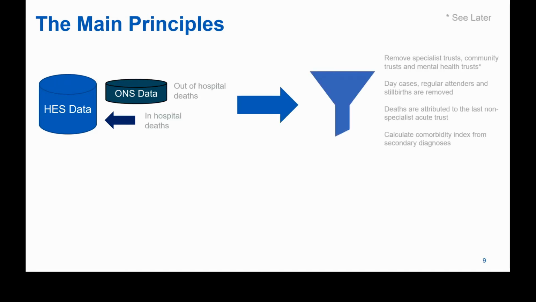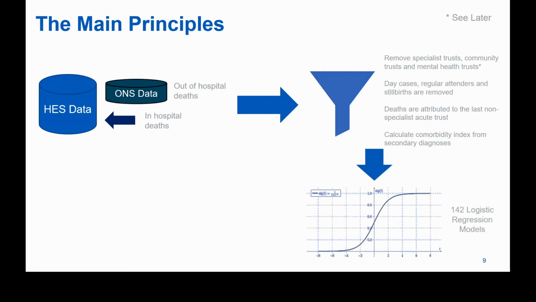We then take that data and we filter out a number of subpopulations. So we remove specialist trusts such as community trusts and mental health trusts. We remove day cases, regular attenders, stillbirths are removed. We allocate the death to the last non-specialist acute trust, so taking into account what I've just discussed with regards to transfers. And we also calculate what we call a comorbidity index from all those secondary diagnoses. And as I described, there could be up to 19 of those secondary diagnoses.